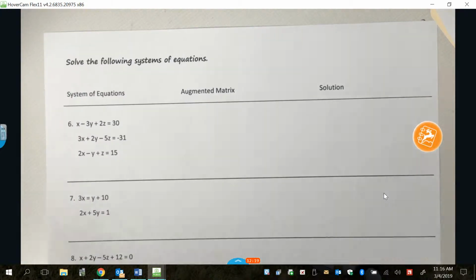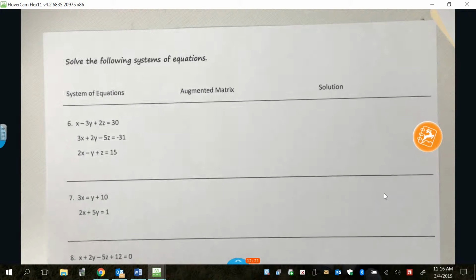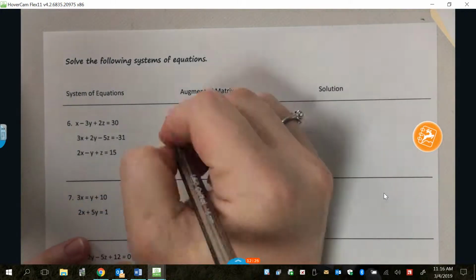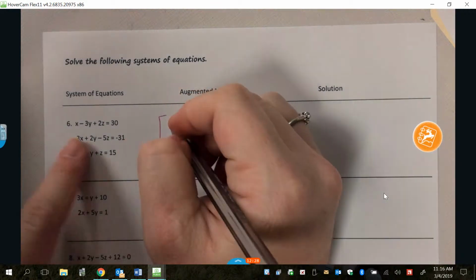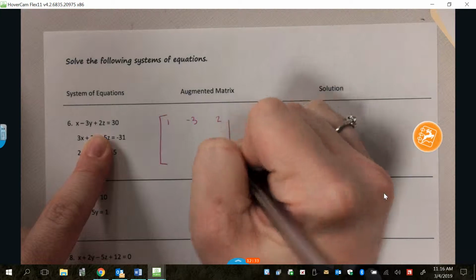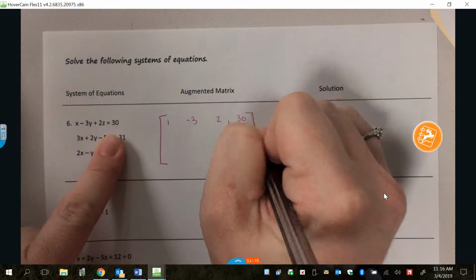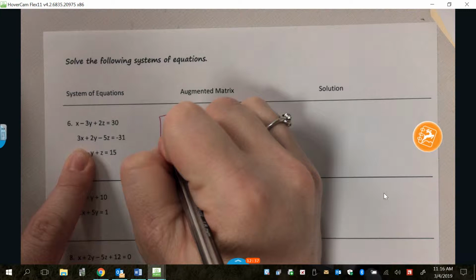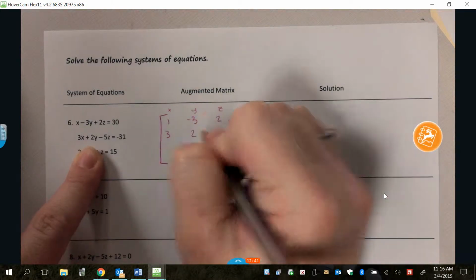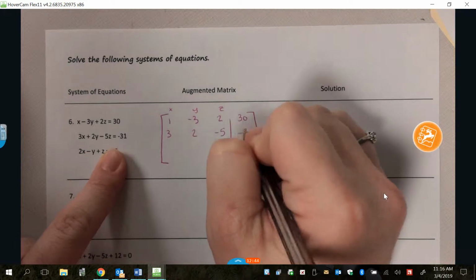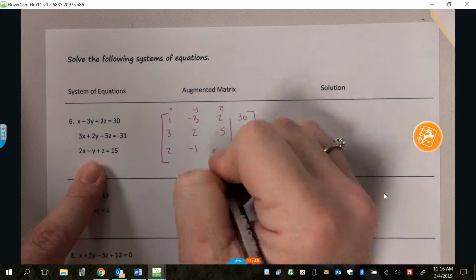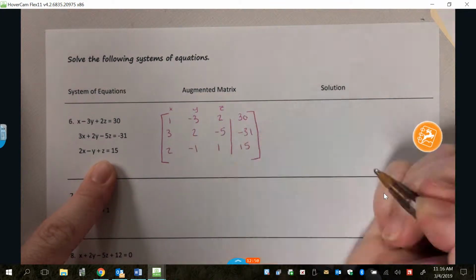Okay, here remember you always have to make sure they're in standard form first. So I have all my letters on the left and my numbers by themselves on the right. So this one's ready. So I have 1x, negative 3y, 2z, there's my equal to line 30. Okay, 3x, 2y, negative 5z, negative 31. 2x, negative 1y, 1z is 15.